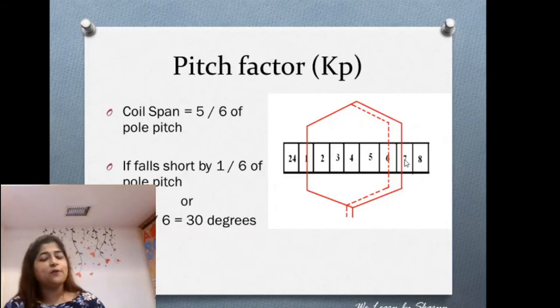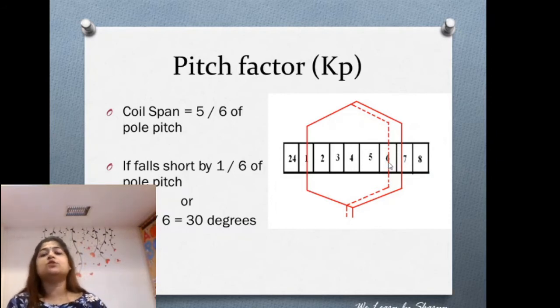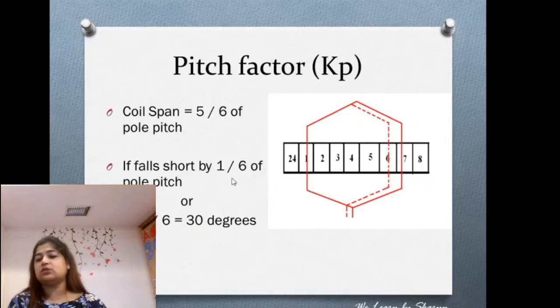But we are not taking a full pitch coil. What we are doing, instead of keeping it at slot number 7, we will keep it at slot number 6. So we have shorted the coil by one slot. Now, what is the coil span? Coil span is not 180 electrical, not one full pole pitch, but coil span is 5 by 6 times the pole pitch, and it falls short by 1 by 6th of the pole pitch.